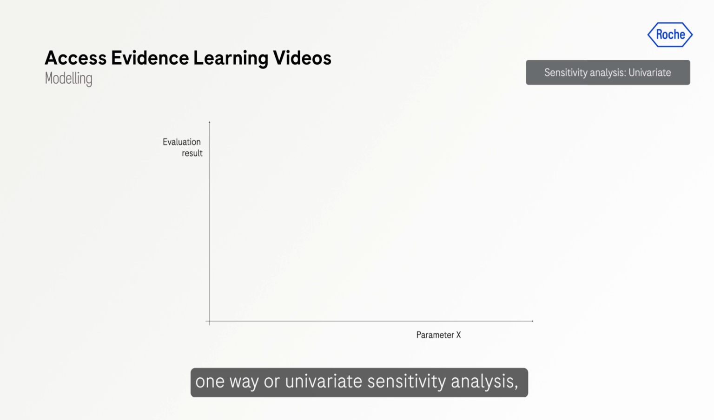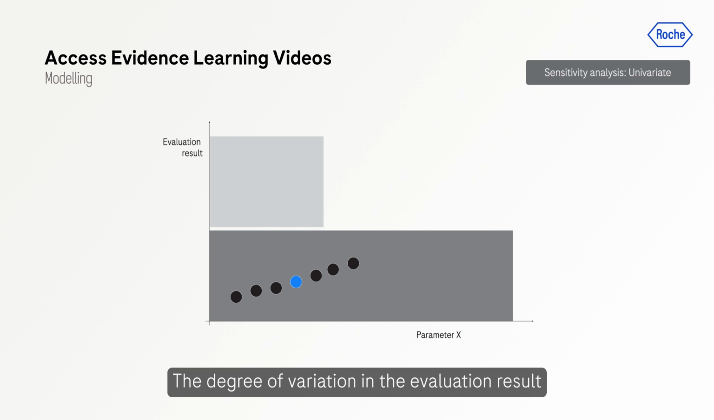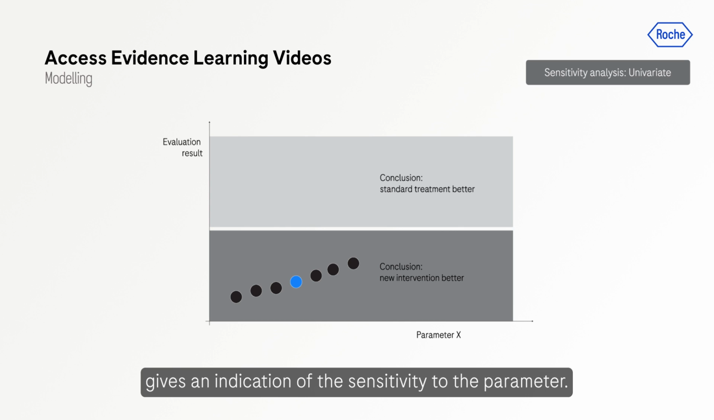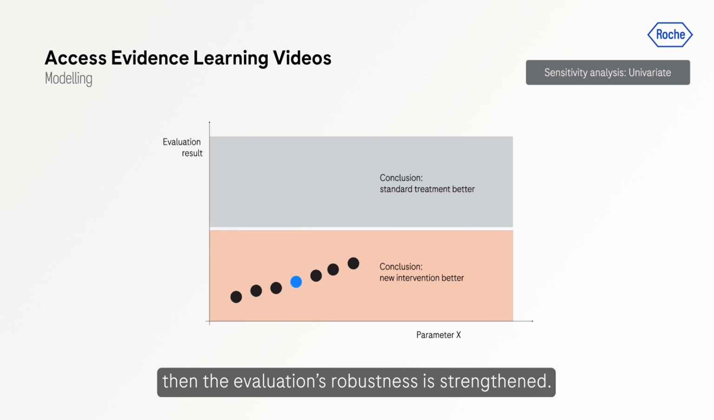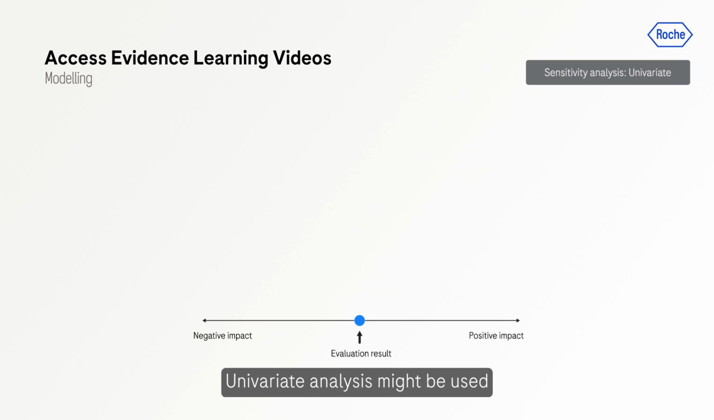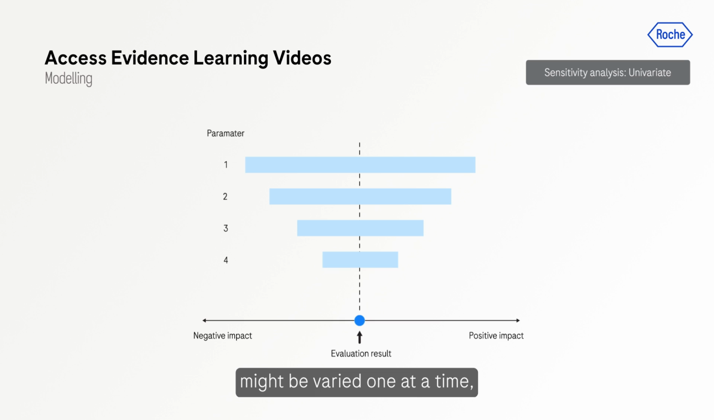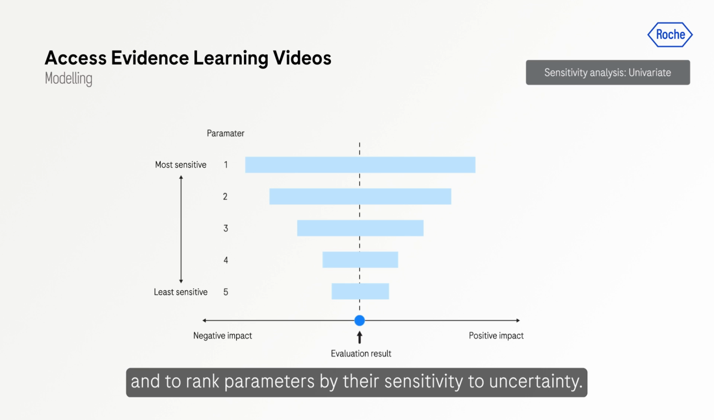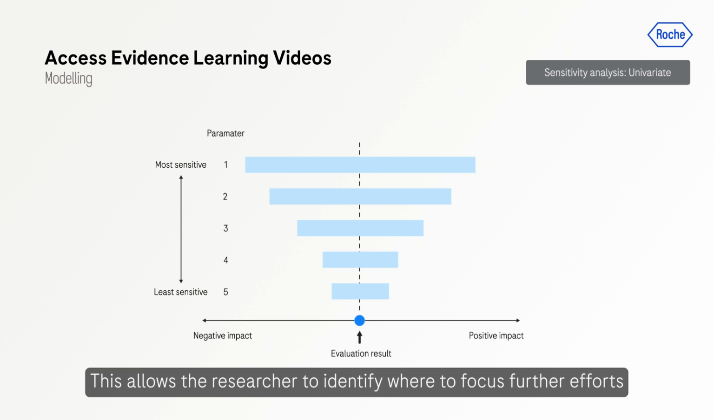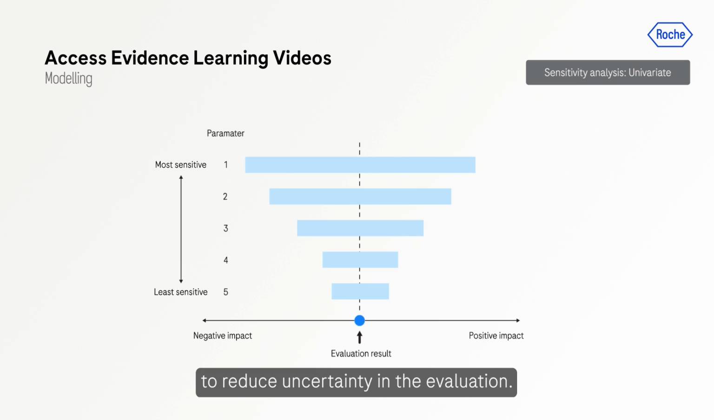The simplest method is one-way, or univariate, sensitivity analysis, where a single parameter is adjusted whilst others are kept constant. The degree of variation in the evaluation result gives an indication of sensitivity to the parameter. If the conclusion remains the same, then the evaluation's robustness is strengthened. Univariate analysis might be used before carrying out a more sophisticated form of sensitivity analysis. For example, parameters in the model might be varied one at a time, and the results used to construct a tornado diagram ranking parameters by their sensitivity to uncertainty. This allows the researcher to identify where to focus further efforts to reduce uncertainty in the evaluation.